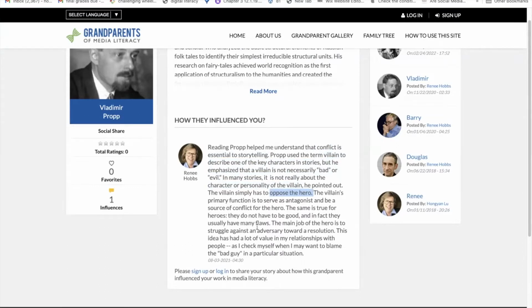And I observed that this idea has a lot of relevance to me, especially right now in our polarized political climate, as more and more people are using us versus them framing to create good guys and bad guys. As I write here, this idea has had a lot of value in my relationships with people as I check myself whenever I want to blame the bad guy in a particular situation.